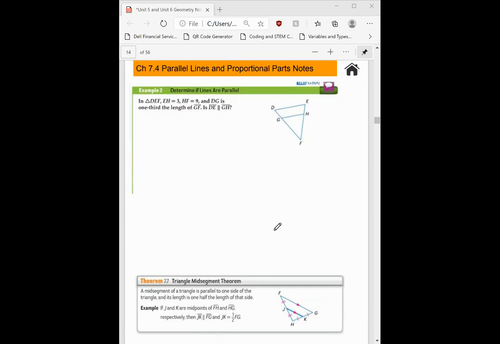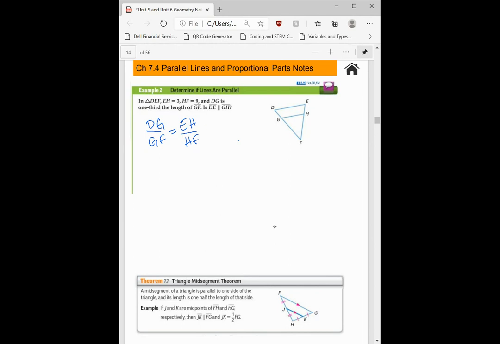So in example 2, we have to show that these two segments, DE and GH, are parallel. So in order to do that, we have to show that DG over GF is equal to EH over HF. Well, we can start plugging these sides in and see if we get an equal proportion. And if we get an equal proportion, that means they are parallel.